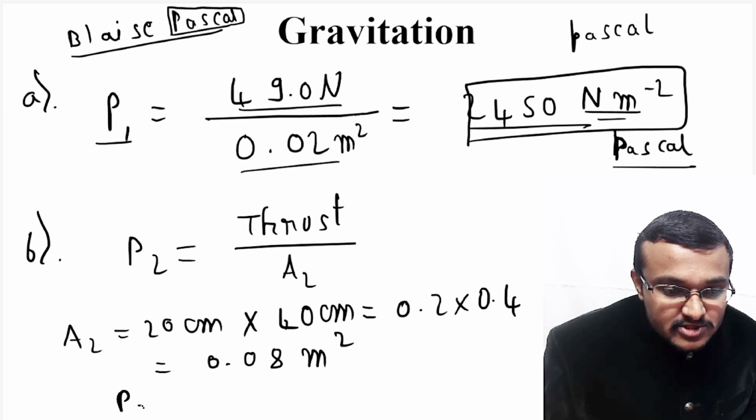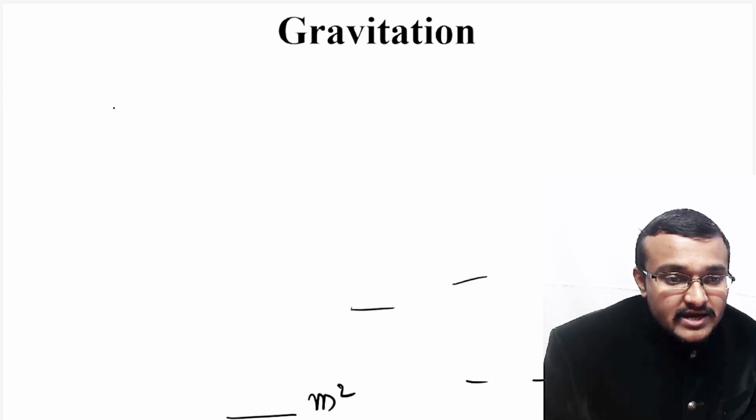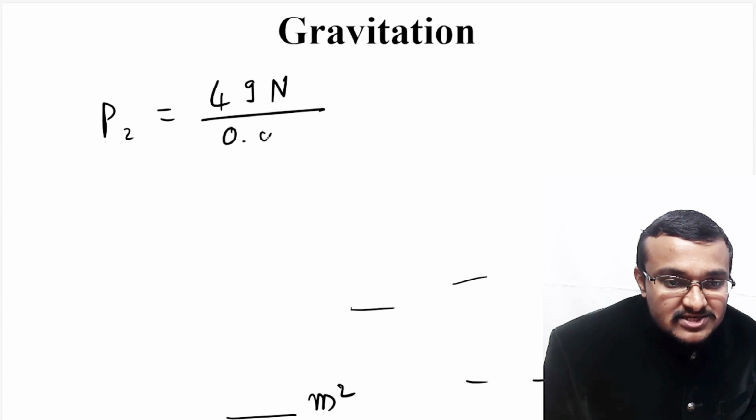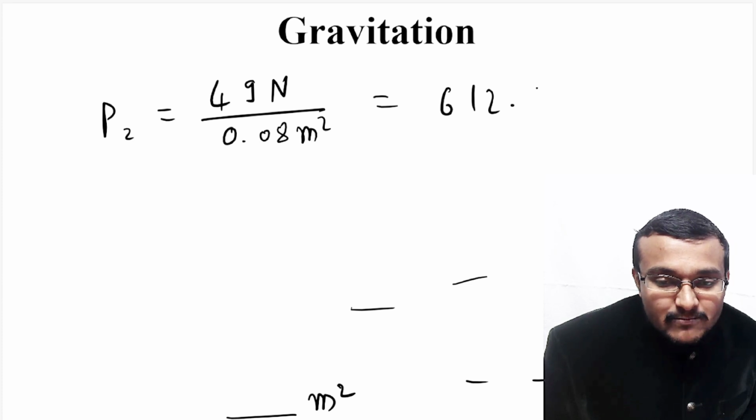Now pressure P2 is equal to thrust by area. Thrust is 49 Newton divided by the area we have calculated as 0.08 meter square. When you do 49 divided by 0.08, you will get 612.5 Newton per meter square.